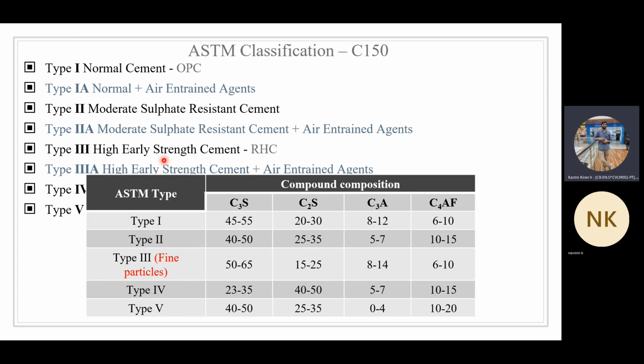Basically, type 3 cement is the high early strength cement. That means it is the cement which attains strength in the early days itself. Suppose you talk about a cement: if you want to get proper strength, or target strength, for the cement or concrete, you need to wait for 28 days. Now, in certain constructions, we might not have time to wait for 28 days.